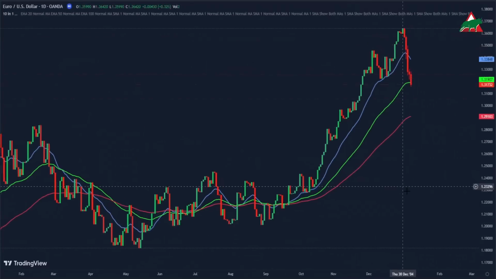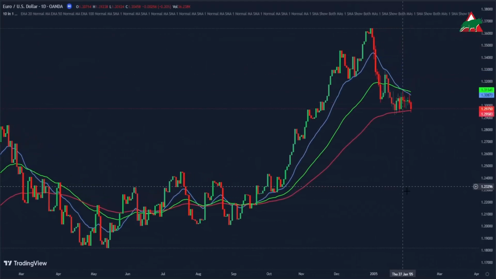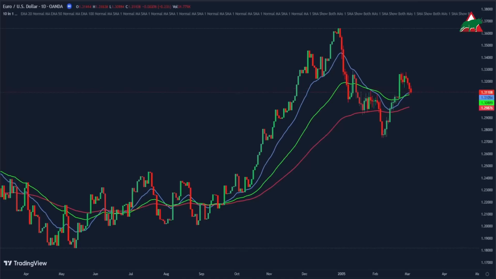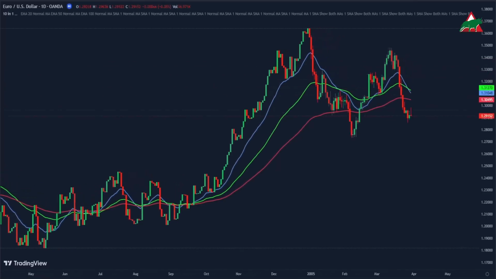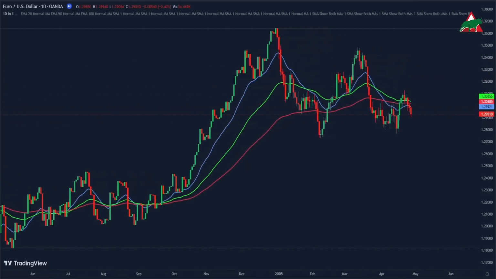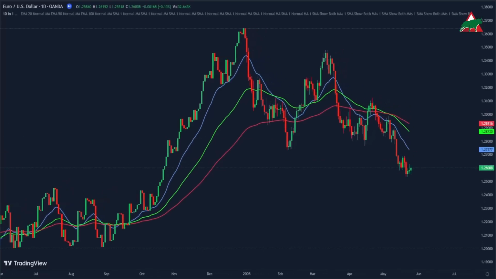In today's video, I'll be sharing a profitable scalping trading strategy that's simple to follow. I'll be taking you through the steps and explaining every detail, so make sure you watch until the end.